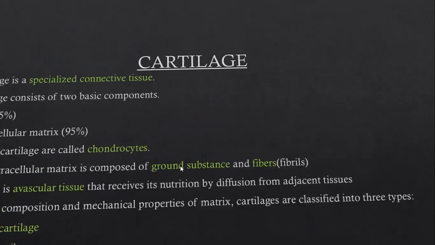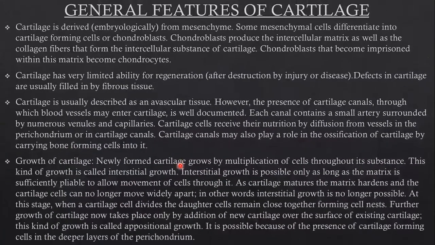So let's first look at the general features of cartilage. Now, cartilage is derived from mesenchyme or mesoderm. The mesenchymal cells usually differentiate into the chondroblasts, the cartilage-forming cells. The chondroblasts produce the intercellular matrix or the extracellular matrix, as well as the collagen fibers that form the extracellular matrix or the intercellular substance of cartilage. Then the chondroblasts that become imprisoned within the matrix form the chondrocytes. Okay.